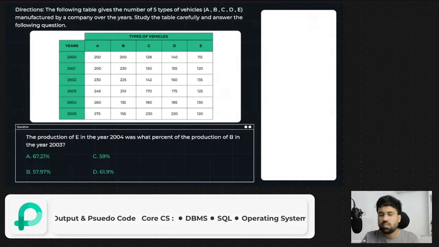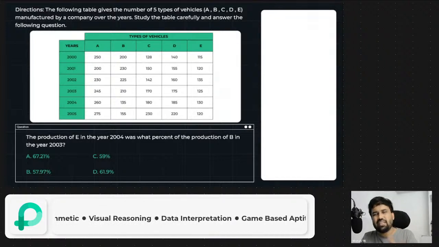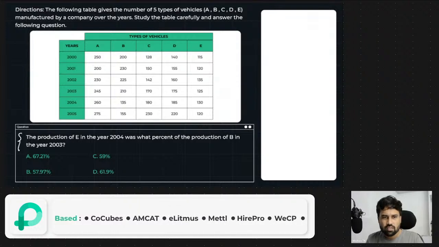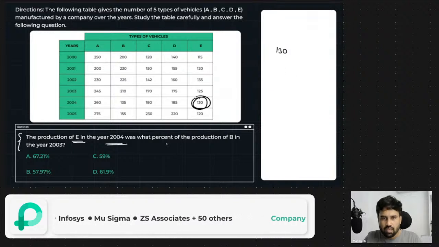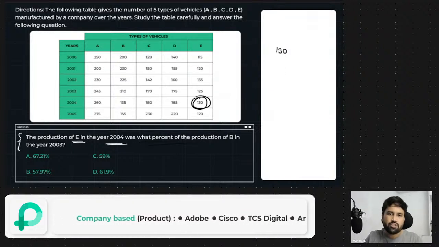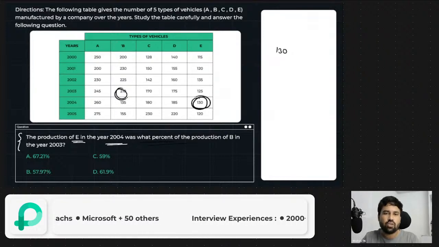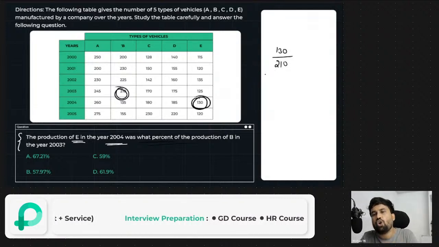Okay, so just look into the question now, guys, how to do it. The directions are given. Some years are given and some A, B, C, D, E, which are vehicles. Let's immediately look into the question first. The production of E in year 2004, yeah, 130, was what percentage of the production of B in 2003? B in 2003 is 210. So they're asking 130 is how much percentage of 210.